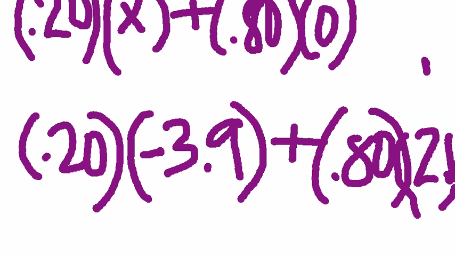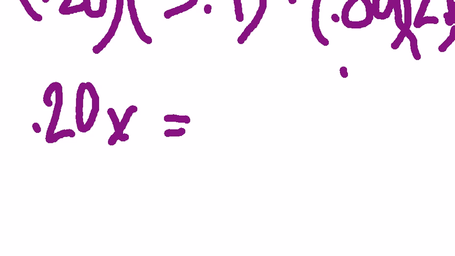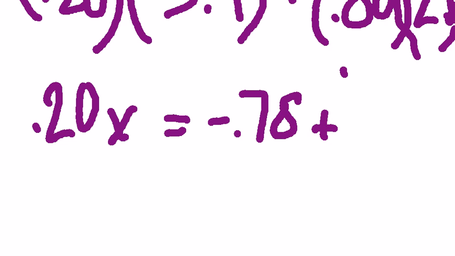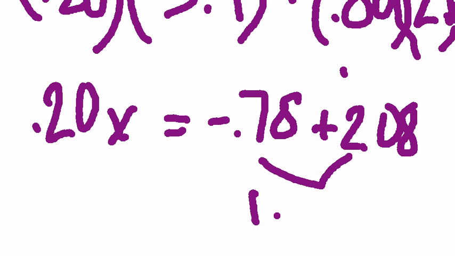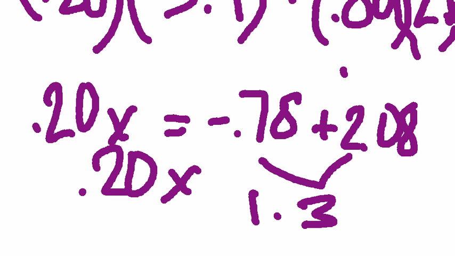So we're going to have this equation equals that equation, and we're going to try to solve for x. After we do that, we're going to have 0.20x equals negative 0.78 plus 2.08. You add these together, you're going to get 1.3. You do 0.20x. And so I finished when the bell rang. Okay.